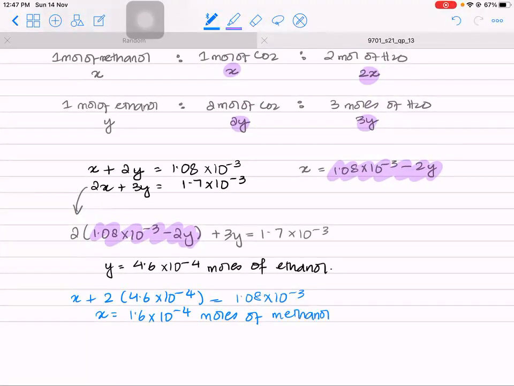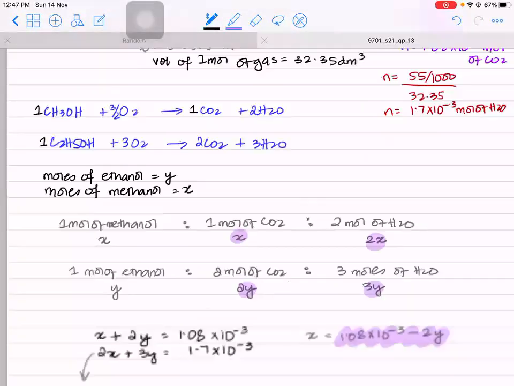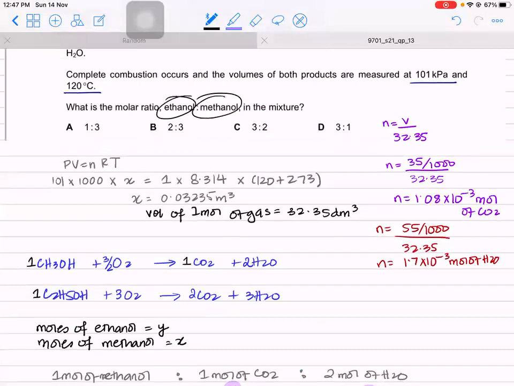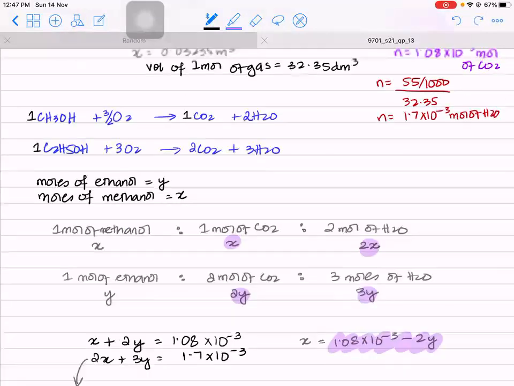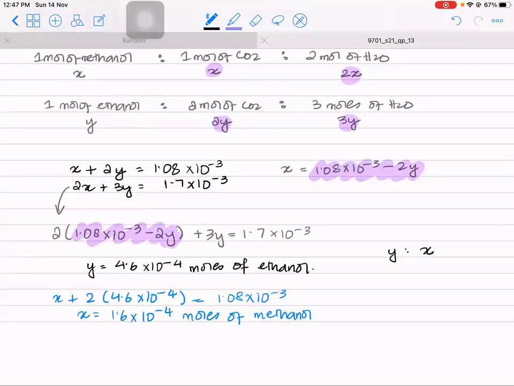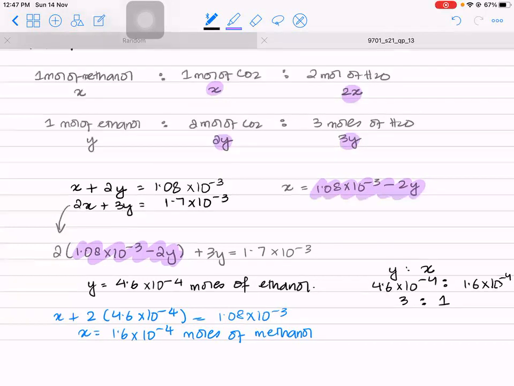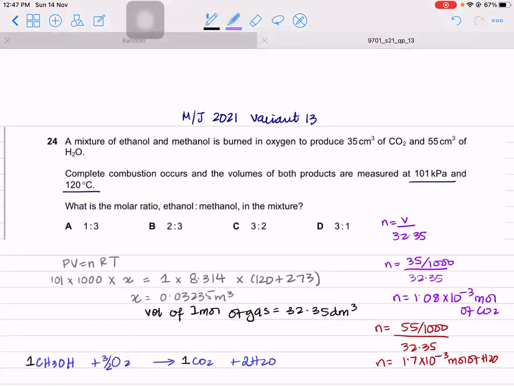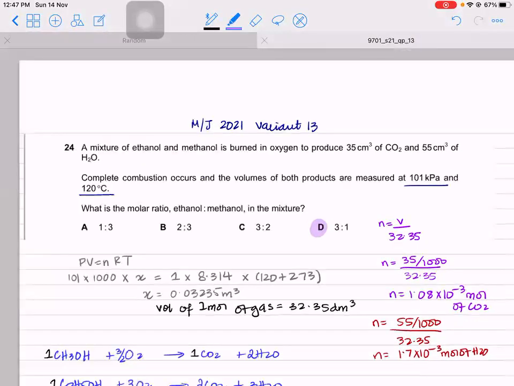Now you have the moles of methanol and the moles of ethanol. The question says find the ratio of ethanol to methanol, so you need the ratio of y to x, right? You need the ratio 4.6 × 10^-4 to 1.6 × 10^-4. And the ratio comes out to be 3 to 1. The answer therefore is D. Hope this is clear.